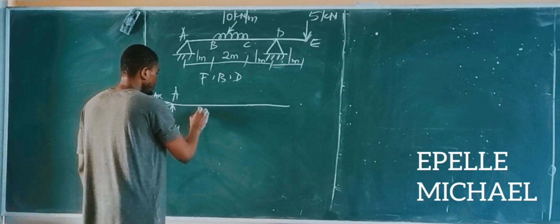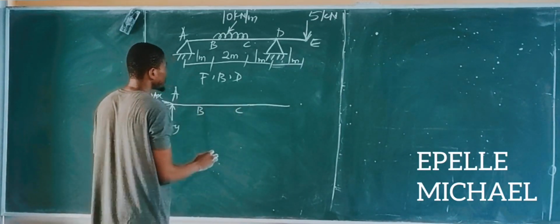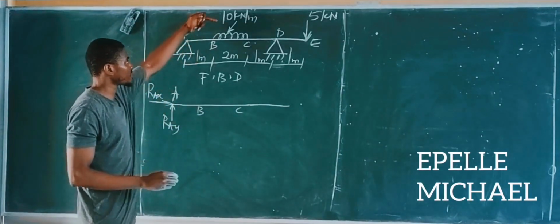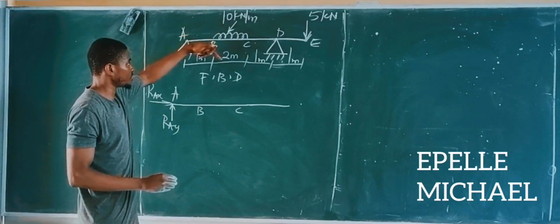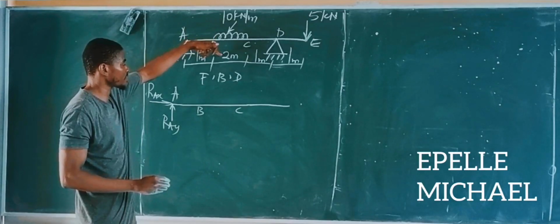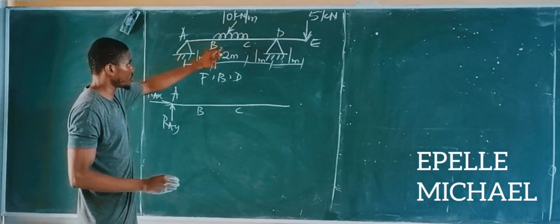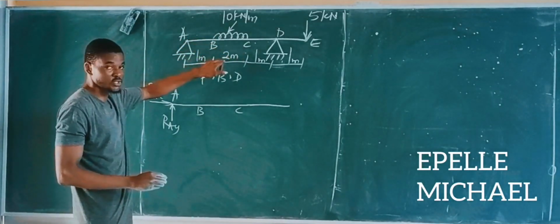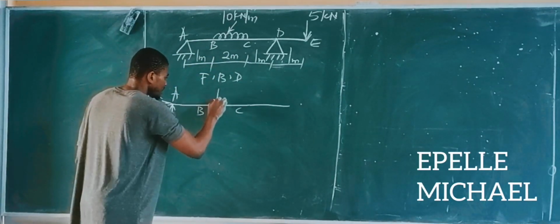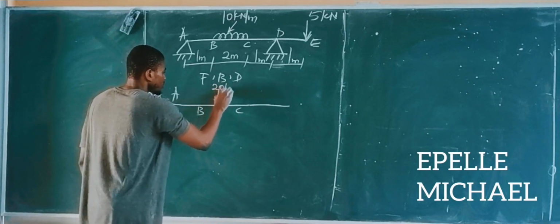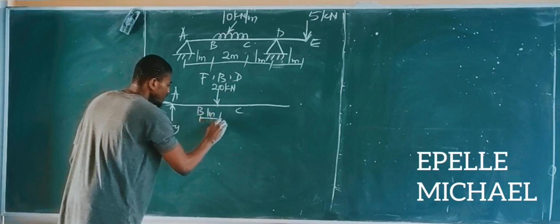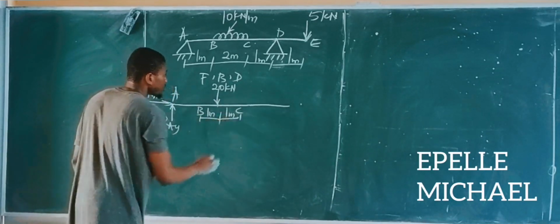Between point B and point C we have a UDL, and to convert the UDL to a point load, like I said, multiply the intensity of the UDL by the length of the UDL. The length of the UDL is 2 meters, so we have 10 times 2, which is 20 kilonewtons. Then we place it at the middle of the length of the UDL. So the middle of 2 is simply 2 divided by 2, so we have 20 kilonewtons at the middle. So from point B to there is 1 meter, and it's also 1 meter on the other side.